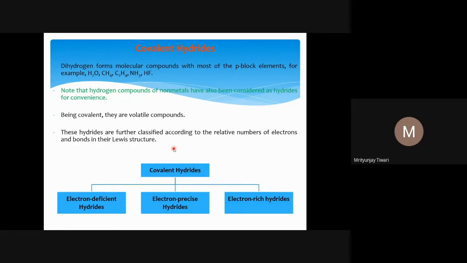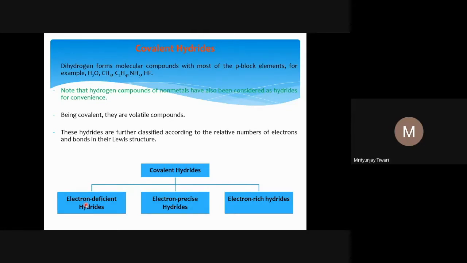So based on that, the covalent hydrides are divided into three different classes, subgroups: electron deficient hydrides, electron precise hydrides, and electron rich hydrides. Electron deficient hydrides means the octet of the central atom will not be complete. It will be electron deficient.